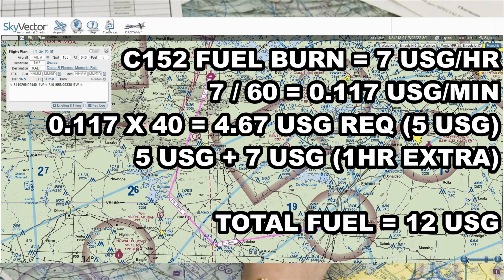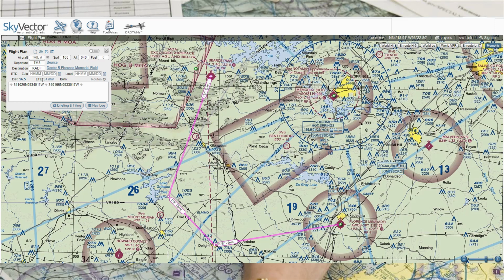And of course we don't want to arrive at destination with absolutely minimal fuel. So again, a good rule of thumb is to arrive with an extra hour of fuel where you can. As we already mentioned, it's 7 US gallons an hour, so we'll add 7 onto our 5 US gallons. And of course that will give us 12 US gallons for the flight. So that's all our flight planning now completed within Skyvector.